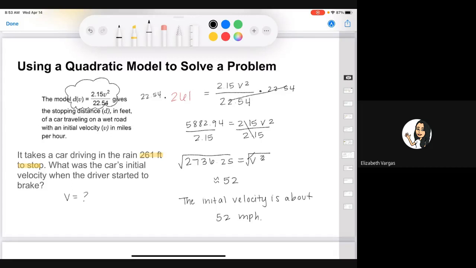Okay, so given my quadratic model, I can use that quadratic model to solve the equation, which in this instance is going to be my initial velocity. I'm going to solve for my velocity when my distance is 261 feet. And so by doing that, I'll identify that my velocity is 52.